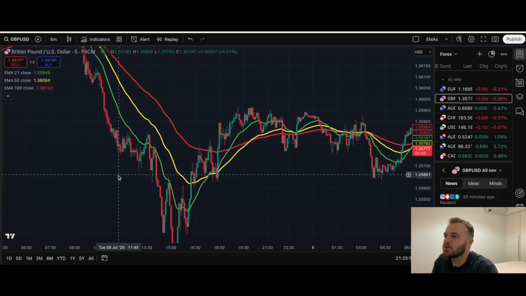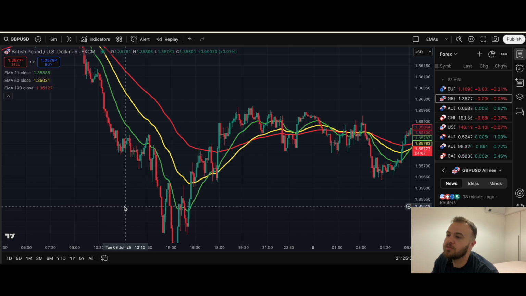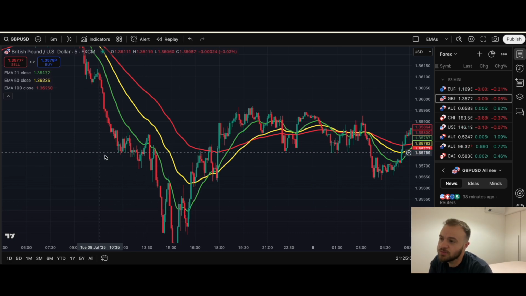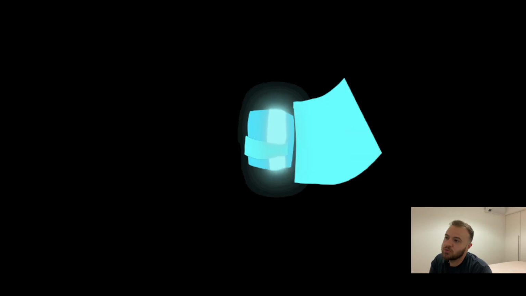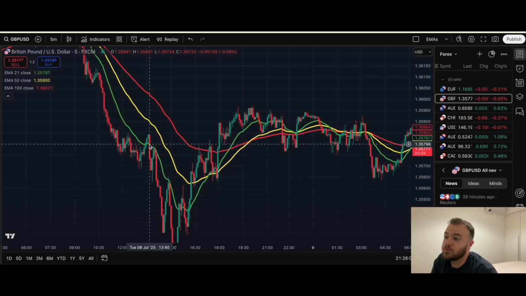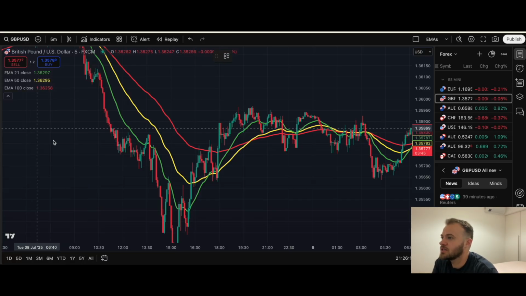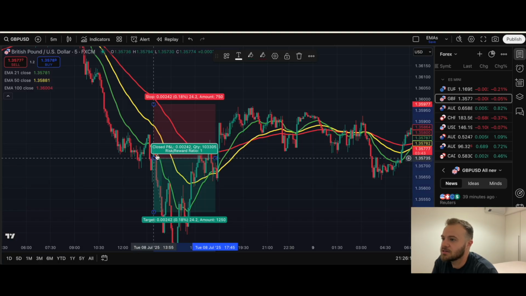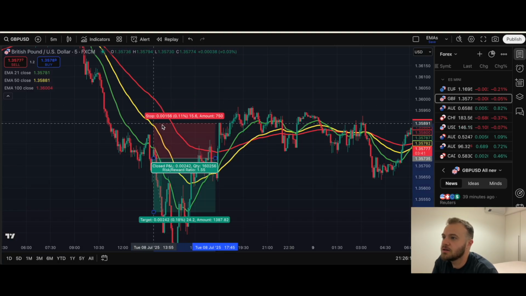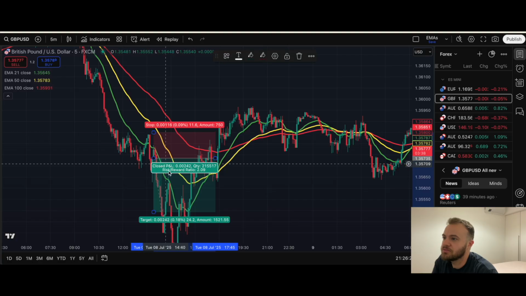And what we're looking for is basically a pullback. And the way that we're going to identify that it's a pullback is that it's going to touch the 21. And so it goes over the 21 like this, and we're like, okay, we're interested. And then when price exits it, this is when we enter. It goes up and back out. So we would enter something like this. Like say we got the alert here. We'd put our stop loss above the recent high.